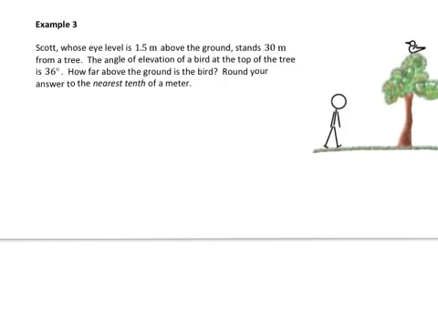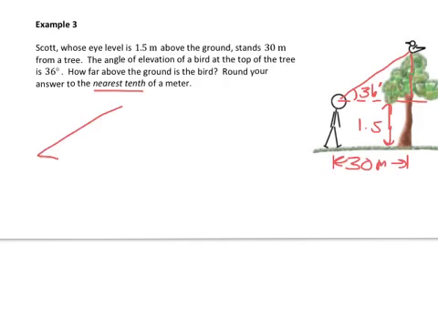Okay, finally we have one where an offset is involved. I have Scott, whose eye level is 1.5 meters above the ground. So that is actually this horizontal distance, 1.5, from there to there. He stands 30 meters from a tree, so drawing is clearly not to scale. That's 30. And the angle of elevation of a bird, so he sees a bird up there, is 36 degrees. I want to know how tall the tree is to the nearest tenth. Or how far above the ground the bird is, which is the height of the tree.